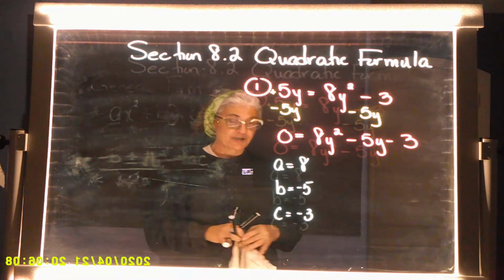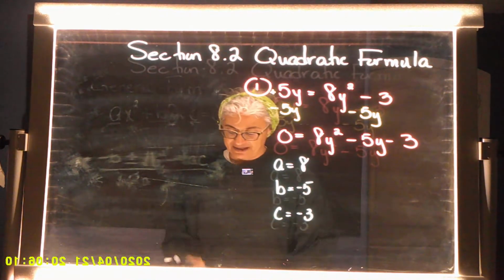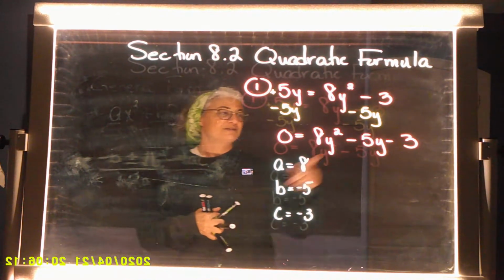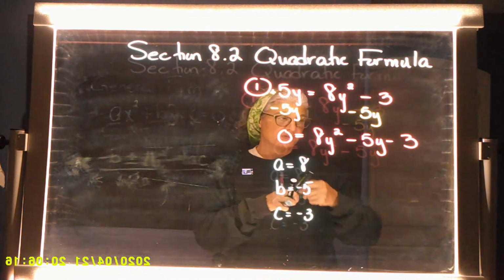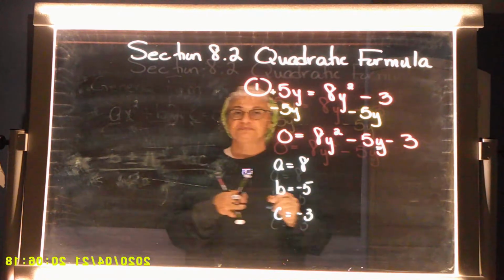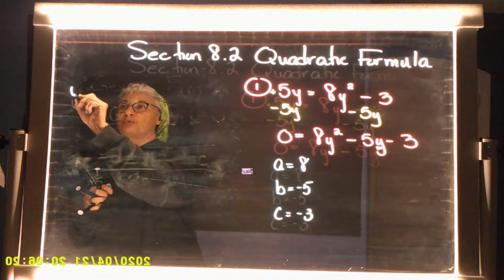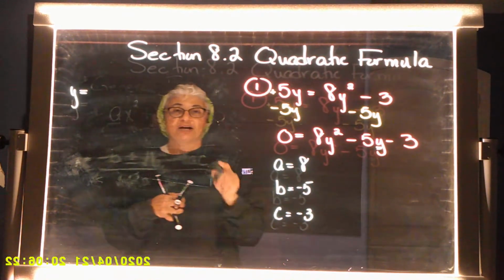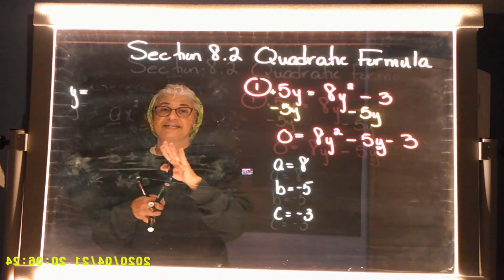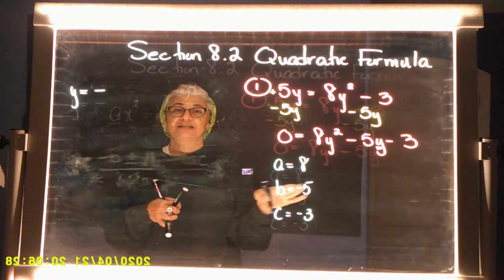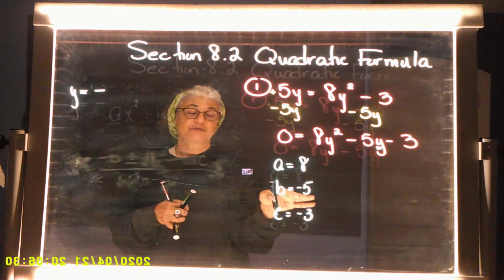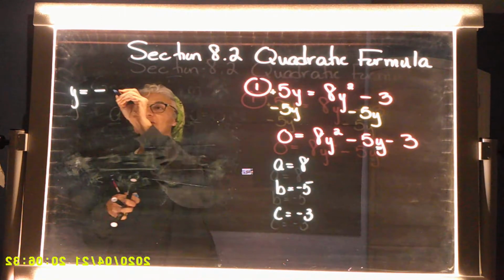So the quadratic formula says that I'm basically solving for that variable in the middle, which means I'm solving for this y. So we're going to have y equals. Now remember the formula. It said negative b. So I'm going to put a negative sign, and then I need to write the value for b. Well, what's my value for b? Good, negative 5.